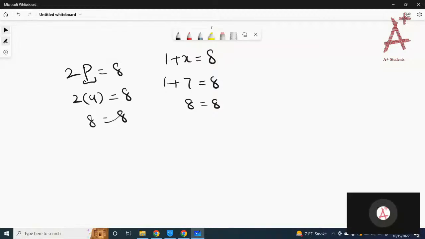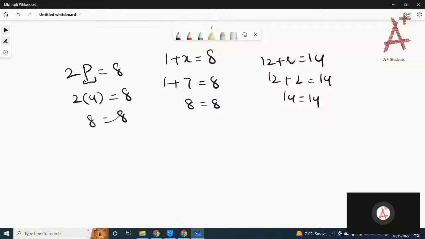What value of r is the solution of the equation? 12 plus r equals 14. You are given two options. They are 2 and 4. Let's check the first one. 12 plus 2 is 14. That means the solution of the equation is 2. Got it?